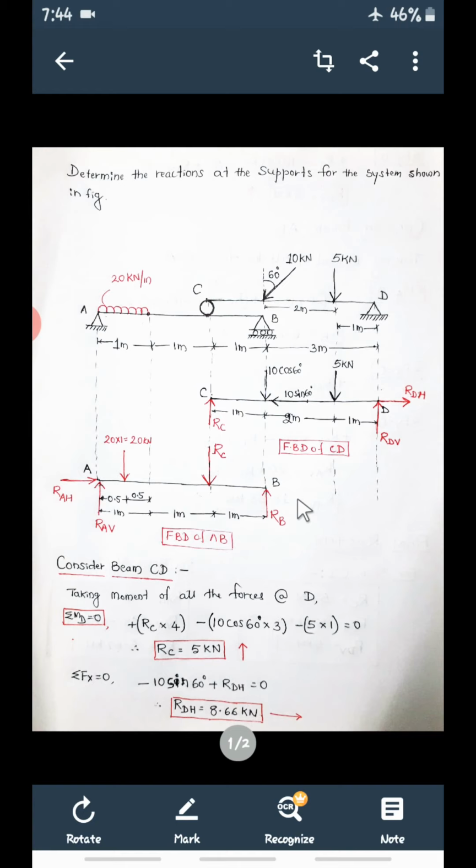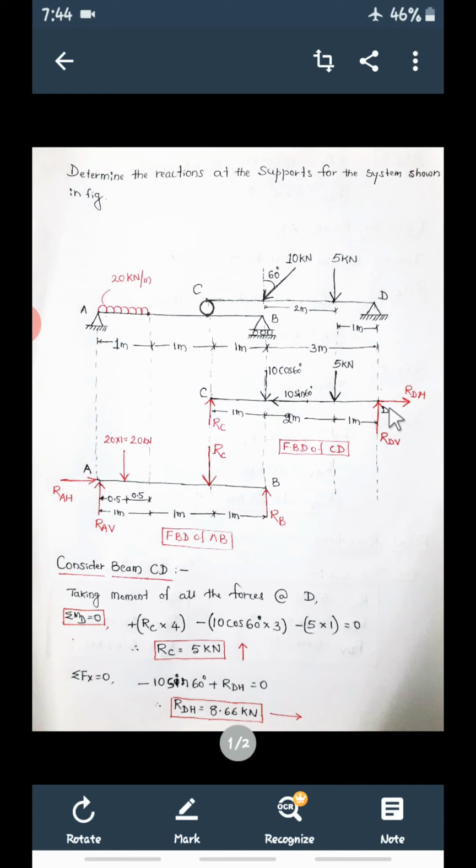So is it possible to use three equations to find four unknowns? No. If three equations are available, only three unknowns should be there. But here four unknowns are there. So using three equations, four unknowns cannot be found. So I cannot consider AB first. So let us consider CD.